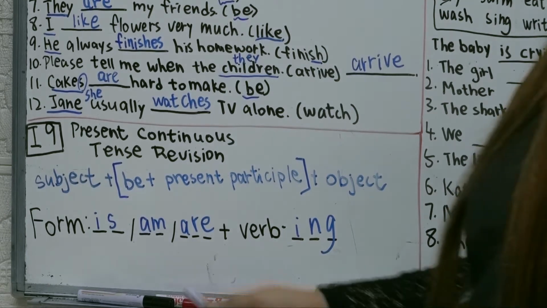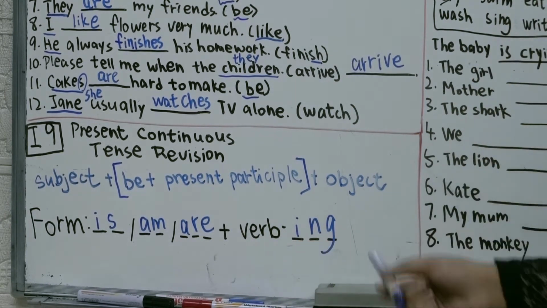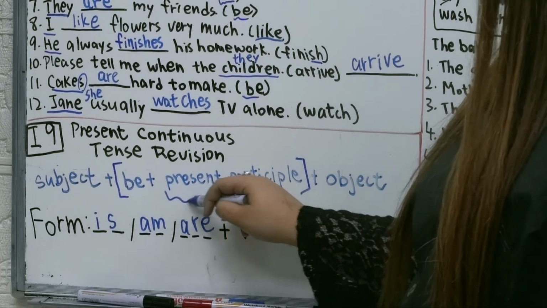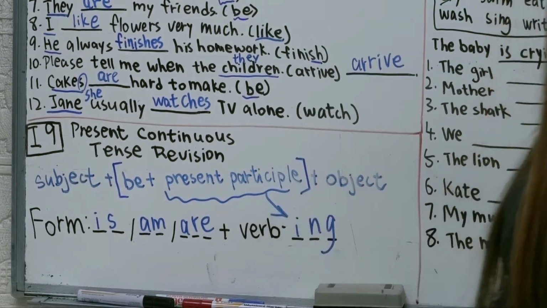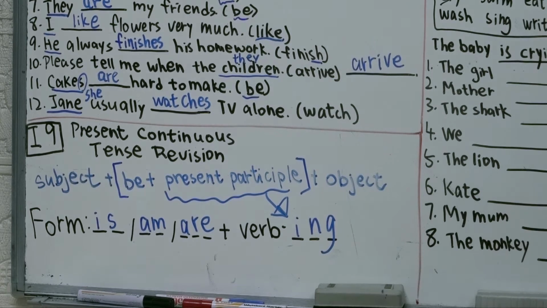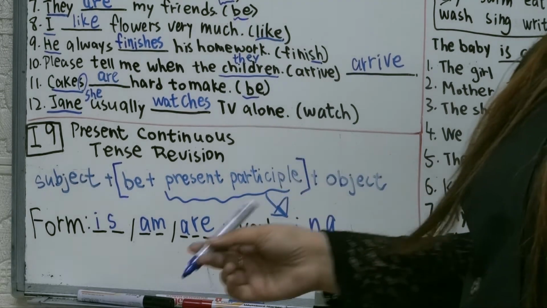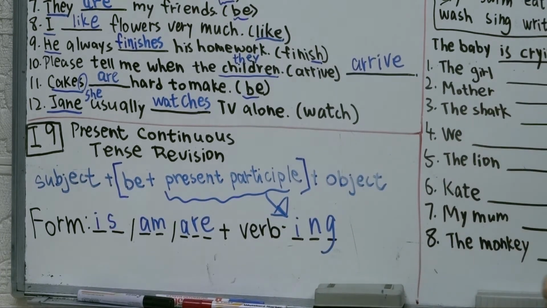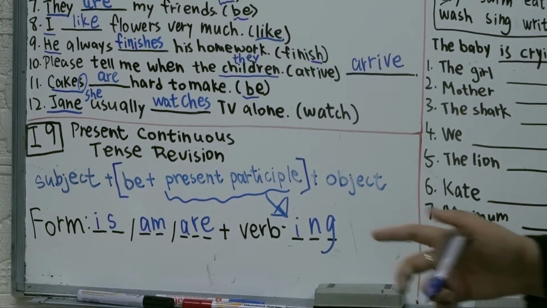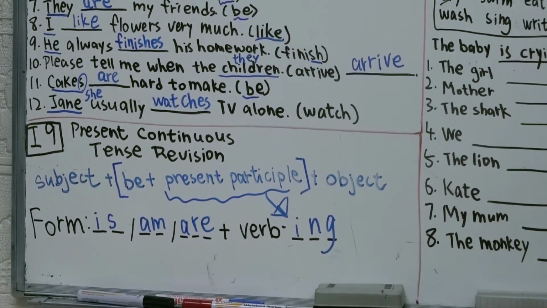Okay? The form is is or are, and the verb with ing. This is called the present participle. Understand? So, you know when to use is and are, right? Is is used with the subject pronouns he, she, it. Am can be only used with the subject I. And then are can be only used with we, you, and they, right?